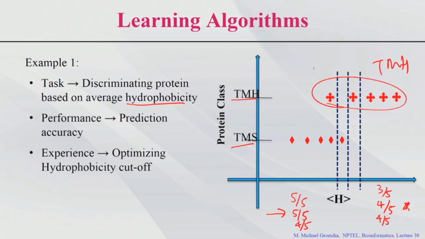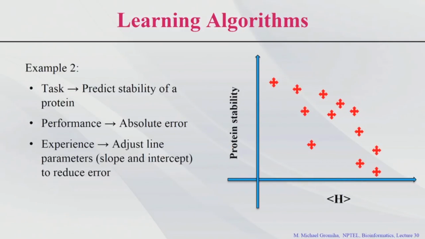If you put one more line here, again the performance goes worse. In this case it can optimize and say this is the optimized one, you can go ahead with that. So, now you can use this in a classification problem.